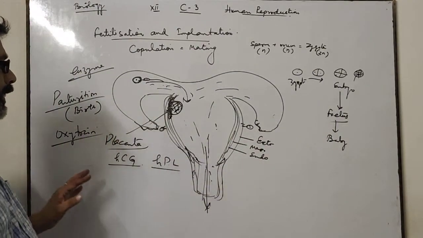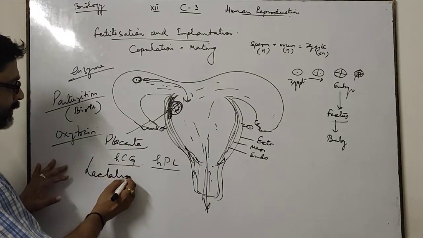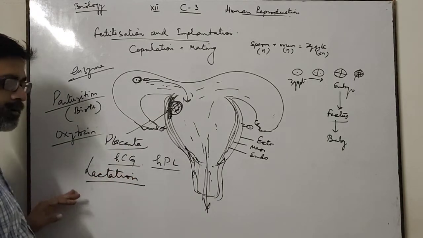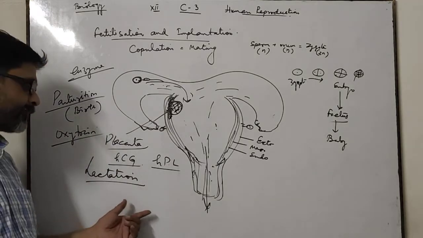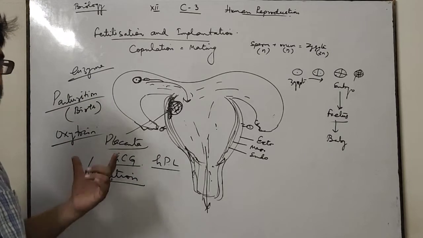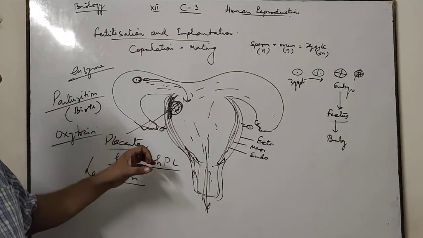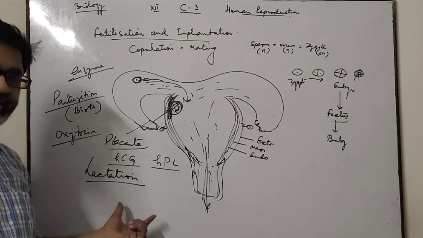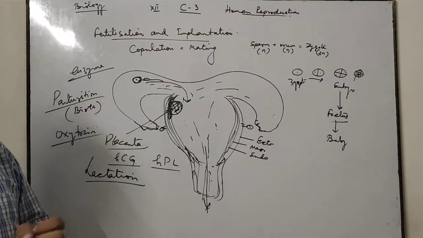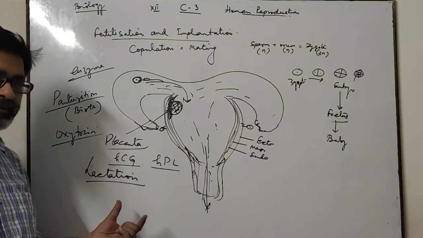After parturition, lactation takes place. When the baby is born, production of milk from the mammary glands takes place. Before birth, no lactation takes place, and after birth of the baby, for nutrition of the baby, milk is secreted from the mammary glands of that mother or female, and this process is called lactation.